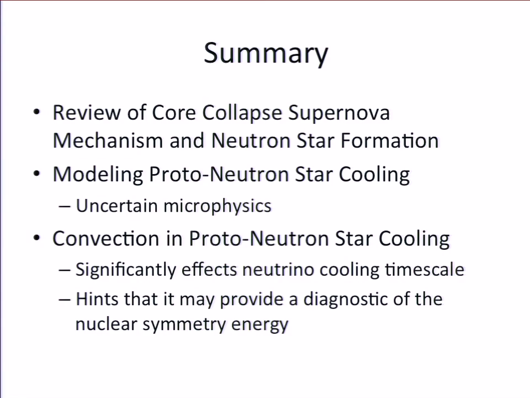I'm just going to put up my summary of what I just talked about, because I see that it's time for questions. I gave you a review of the core collapse supernova mechanism and proto-neutron star formation. I told you some things about modeling proto-neutron star cooling and about some uncertain microphysics there. And then I told you some of our more recent results about convection and proto-neutron star cooling, and how that might hint that you might be able to learn something about the symmetry energy from seeing the core collapse supernova neutrino signal. So thank you.